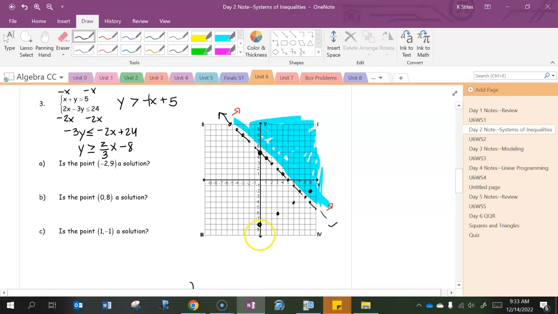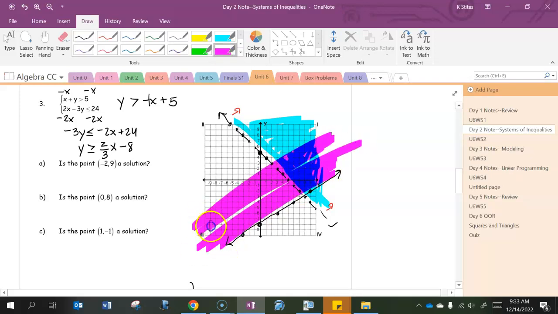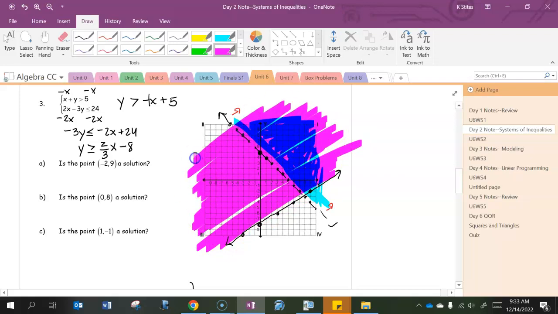Again, don't worry about where the lines actually hit. We're caring about where the shades overlap. This is an equal to, so this is a normal solid line. And this is a greater than, so greater than means I am shading above. And you can see where the shades overlap. Okay, so this region right in here, the dark blue, is going to be my feasible region.